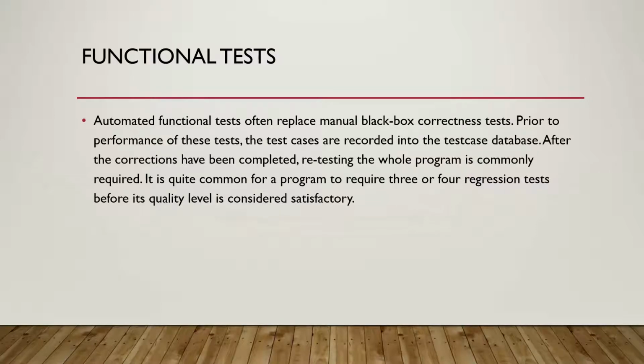Functional tests. Automated functional tests often replace manual black box correctness tests. Prior to performance of these tests, the test cases are recorded into the test case database. After the corrections have been completed, retesting the whole program is commonly required. It is quite common for a program to require 3 or 4 regression tests before its quality level is considered satisfactory.